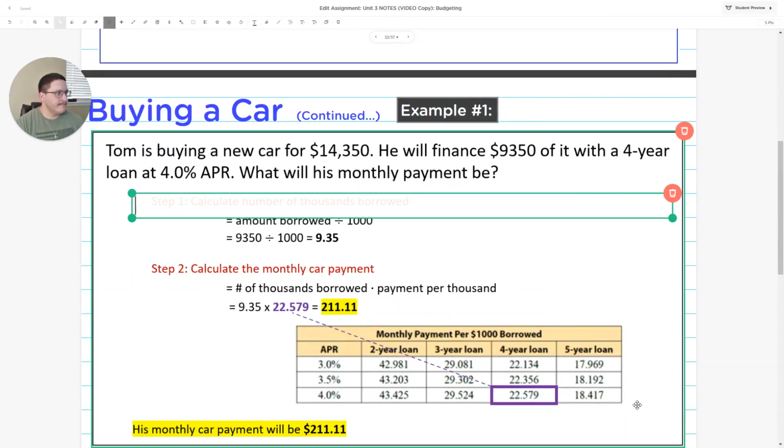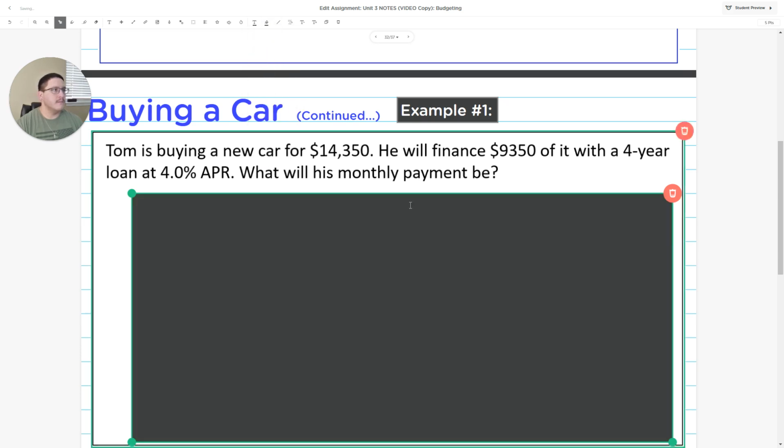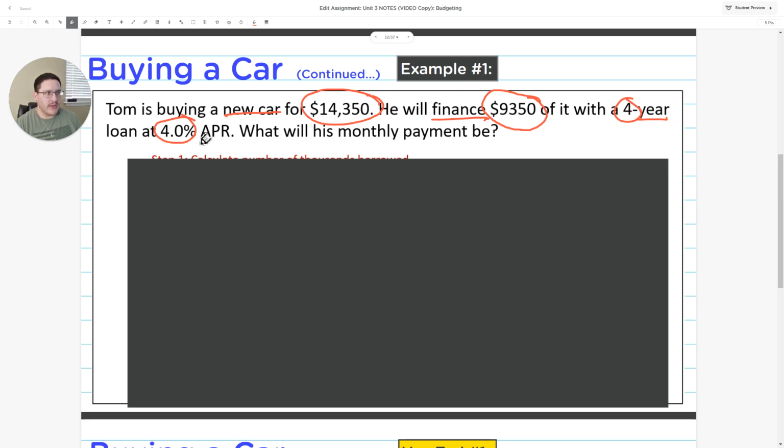Example 1. I'm going to cover some of this and reveal it as we go. Tom is buying a new car for $14,350. He will finance $9,350 of it with a 4-year loan at 4% APR. What will his monthly payment be? So again, we're going to be using amortization tables to figure out what his monthly payment will be.